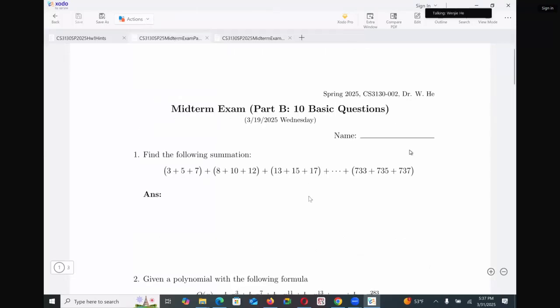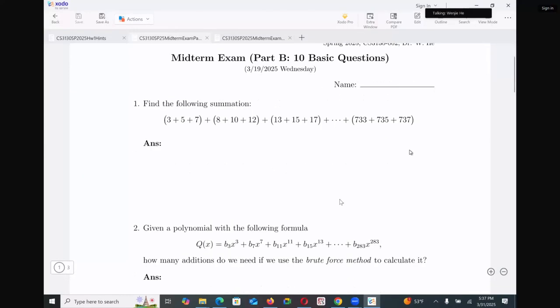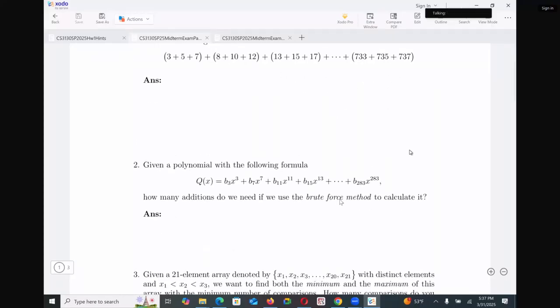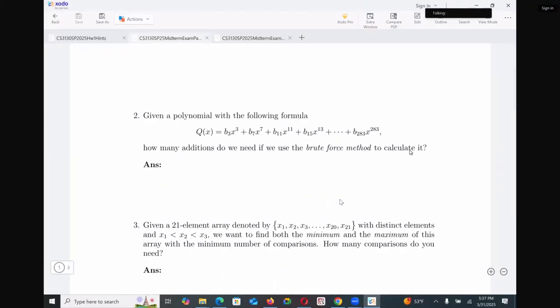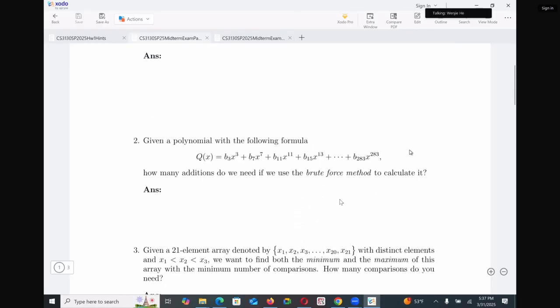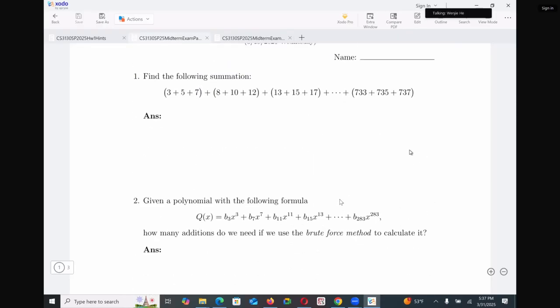All right, so part B questions. The first few questions were relatively simple, but I saw some common problems, including from the online students. Online students, I did 80% of the part B.